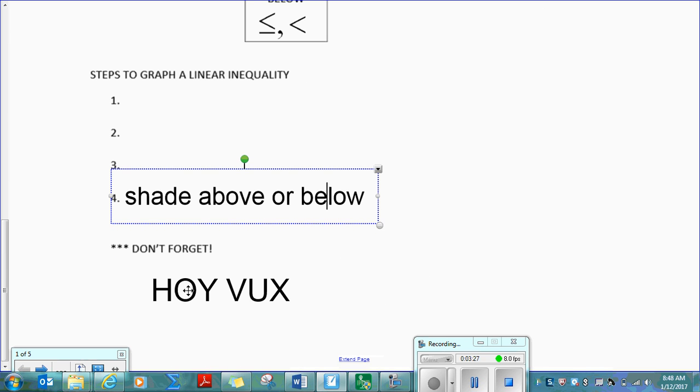And then don't forget about slope. You're going to need to know that again. If it's a horizontal line, it has 0 slope and it's a y equals equation. If it's a vertical line, it has an undefined slope and has an x equals equation.